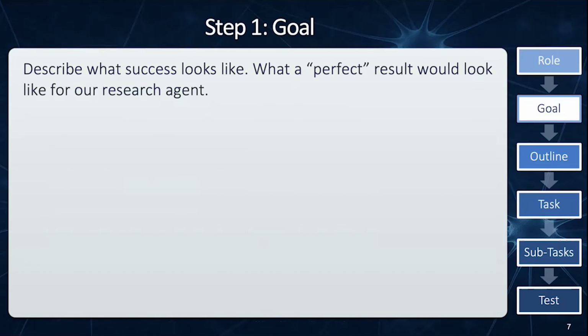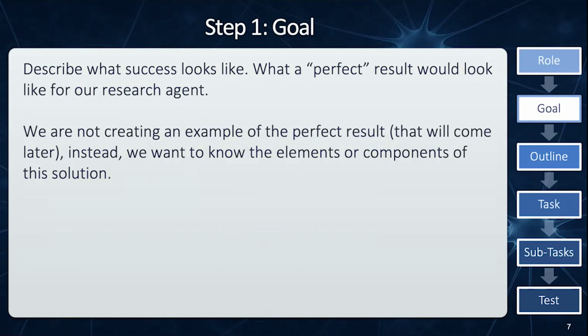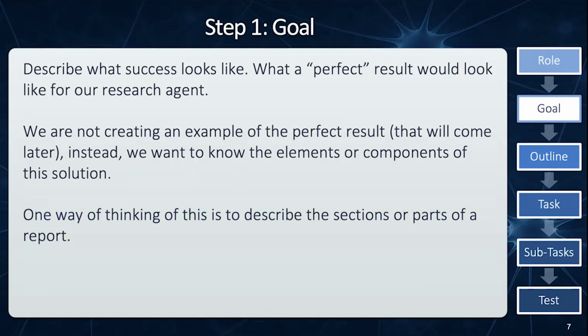Okay, now that we have the role section filled out, now we'd like to describe what success looks like. What a perfect result would look like for our agent. Now, we are not creating an example of the perfect result. That will come later in the examples section of the Task Markdown file. Instead, we want to know the elements or the components of this solution. Specifically, one way of thinking of this is to describe the sections or parts of a report. Now, once again, pause this video, try this yourself, and then you'll see my solution.